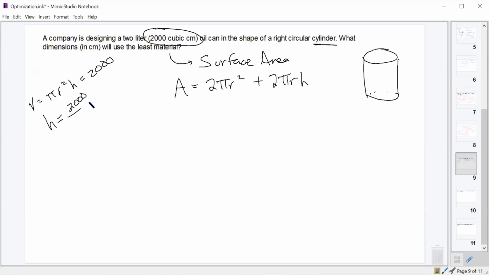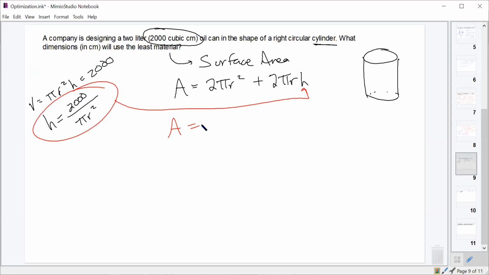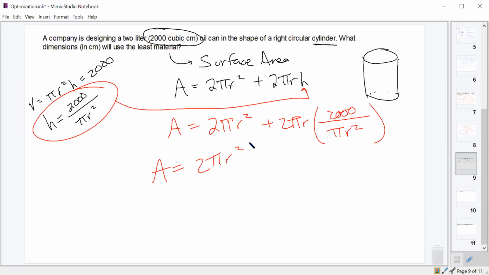So what does that tell you about h? h better be 2,000 divided by pi r squared. Good? Yes. So now we should be able to plug it in for h, and say that our surface area, all in terms of r, if this is a 2,000 cubic centimeter can, is 2 pi r squared plus 2 pi r times 2,000 over pi r squared. Good or no? I hope so. We'll simplify that down. 2 times the 2,000 is going to give us 4,000. Pi's will cancel. r over r squared is r to the negative 1. Everybody good with that being our equation for our surface area?